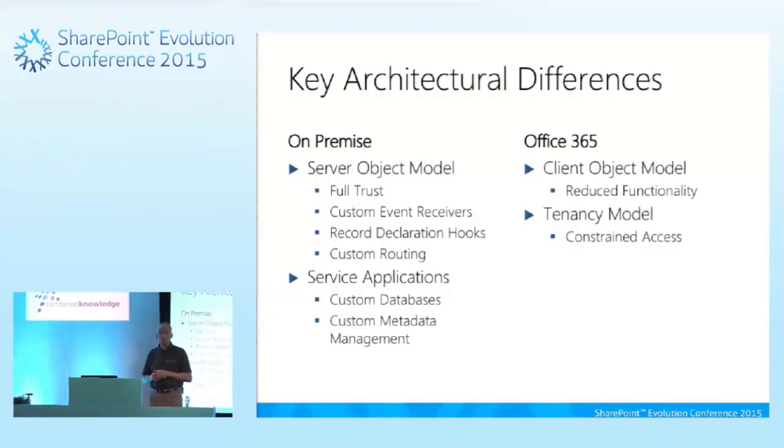You've got the client object model, which is really that boundary between the on-prem cloud environment, and you've got a new model, this tenancy model, which constrains access to the actual resources that are being provided. No full trust code, no custom event receivers except for callbacks into your hosted application if you want, no record declaration hooks, very limited custom routing except for that declarative model, no service applications, okay? So maybe this doesn't make a lot of difference for us as developers, but it does make a difference for the third-party vendors that would provide us with the tools that we need, okay? And that has slowed adoption of records management in the cloud because the vendors just have not kept up, right?